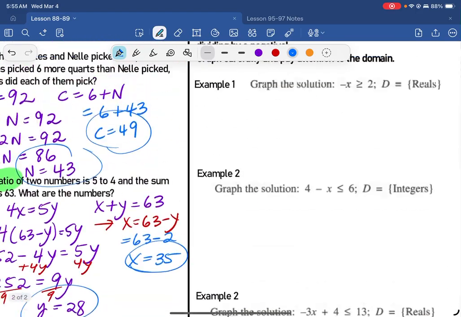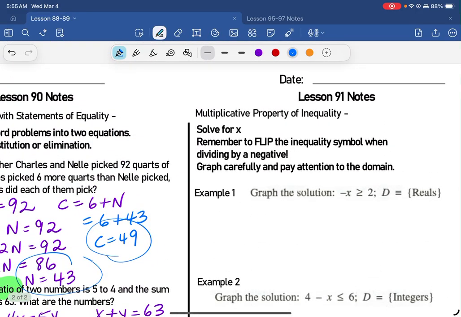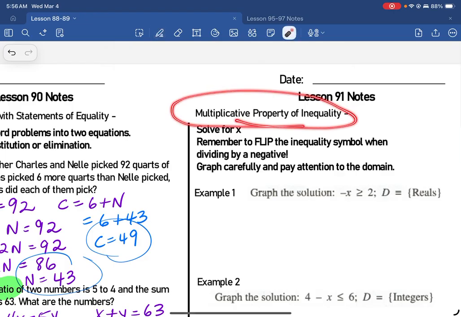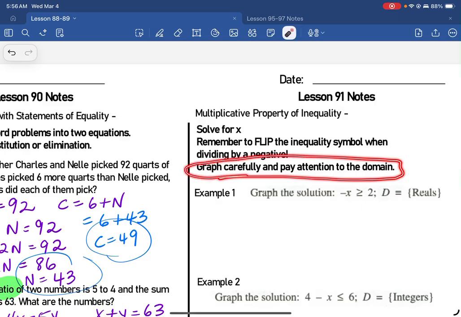All right, last lesson, 91. This one's called multiplicative property of inequality. We're going to solve for x. We're going to remember to flip the inequality symbol when dividing by a negative. Graph carefully and pay attention to the domain.